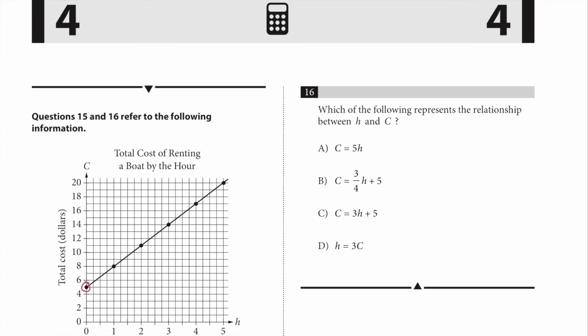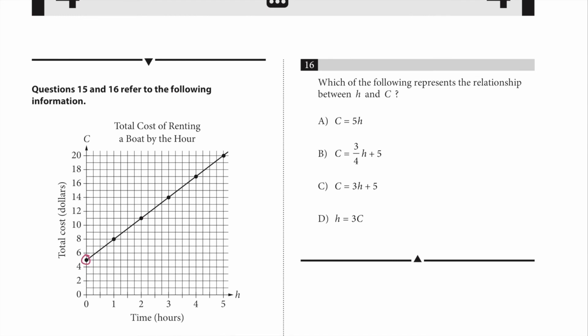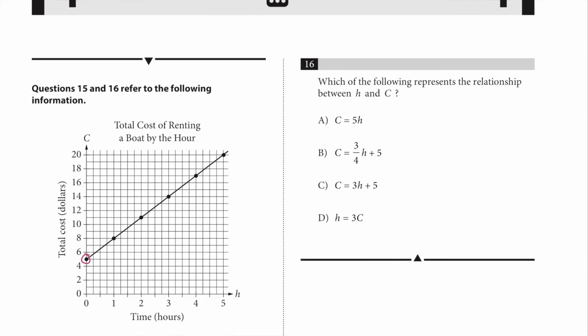Which of the following represents the relationship between H and C? Well, we know that the y-intercept is 5. So when H is 0, C equals 5. So we can say C equals 5 plus some value times H. And so to find that some value times H, we want to look at the slope. So this first point will be 0, 5.